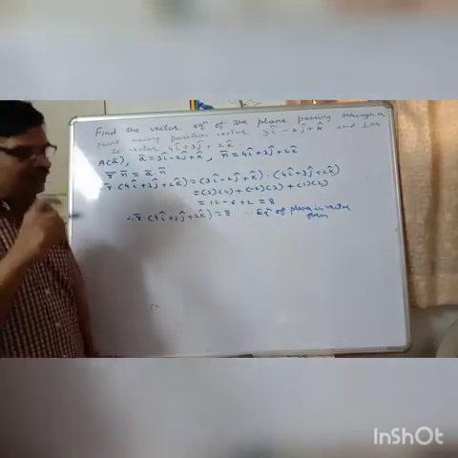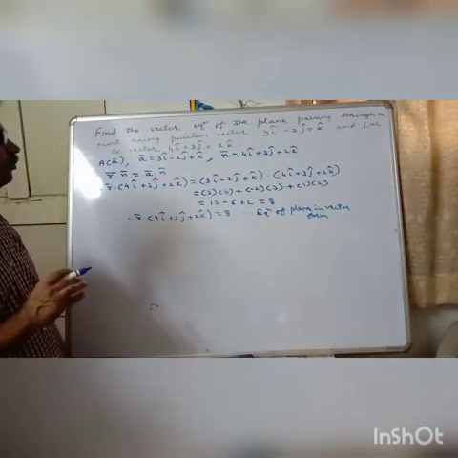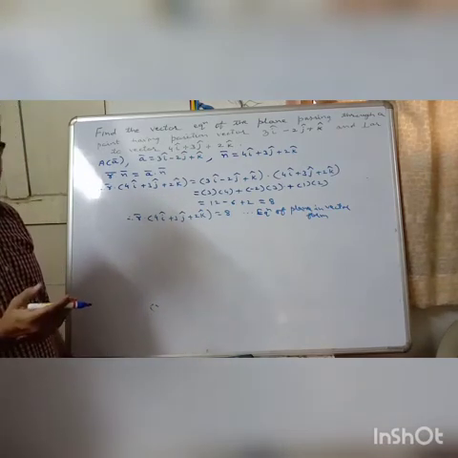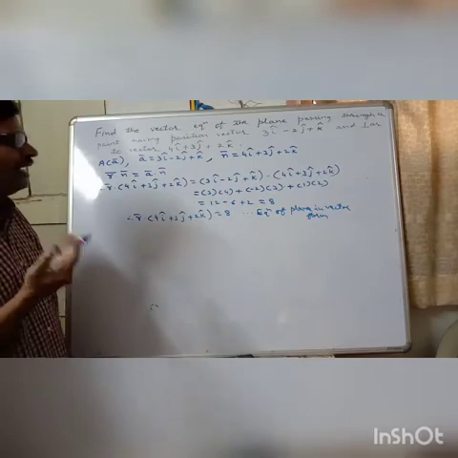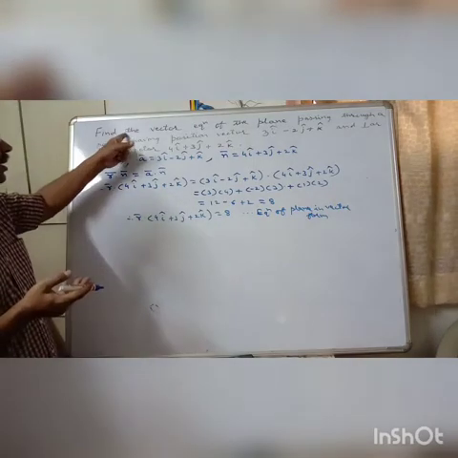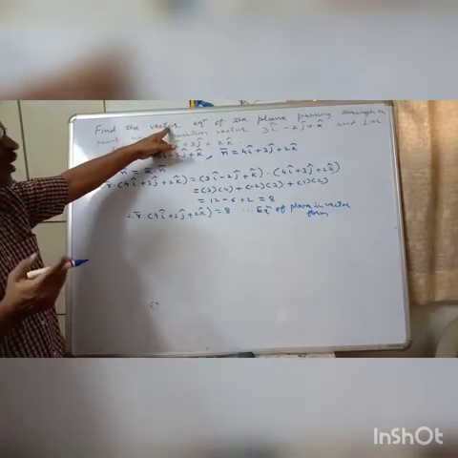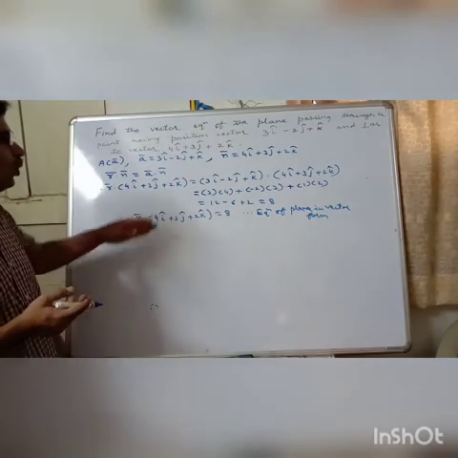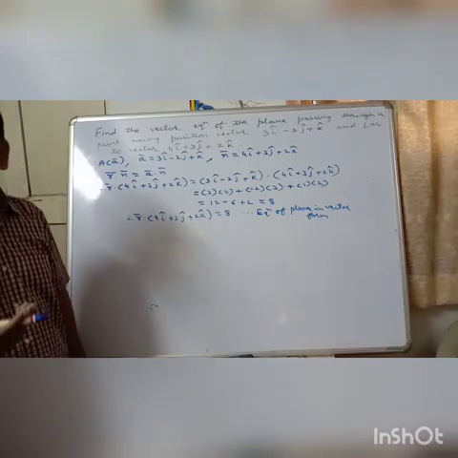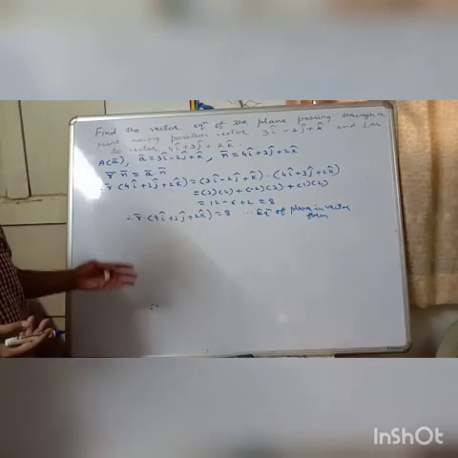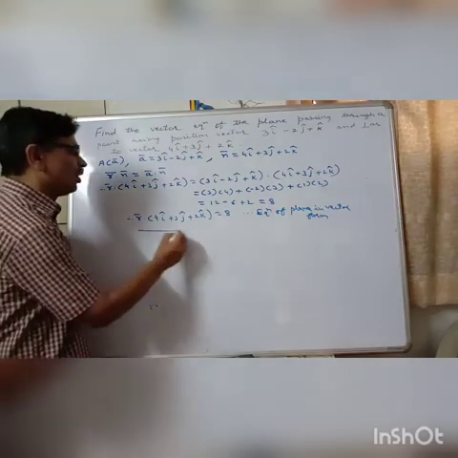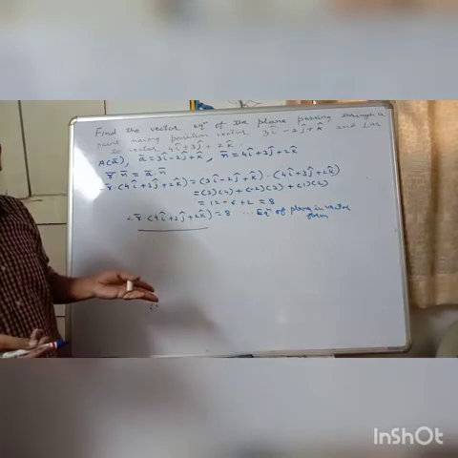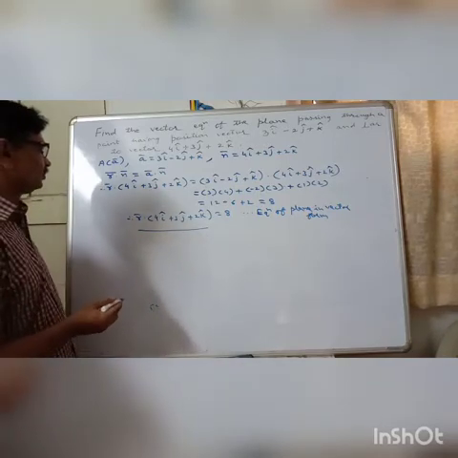In the example, if it is not mentioned, only find equation of plane, then we have to find equation of plane in Cartesian form as well as vector form. Here it is mentioned that we have to find equation of plane in vector form. Therefore, we need not find equation of plane in Cartesian form. But if we have to find equation of plane in Cartesian form, then vector form can be converted into Cartesian form.